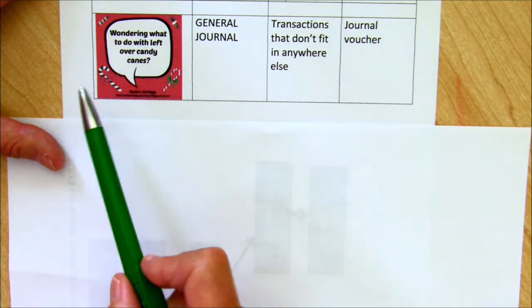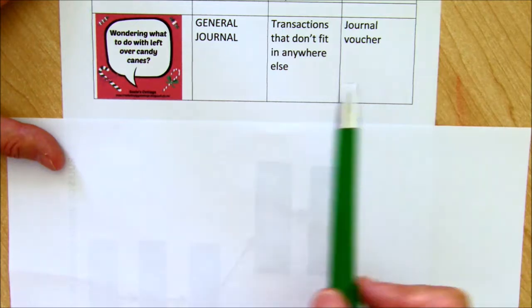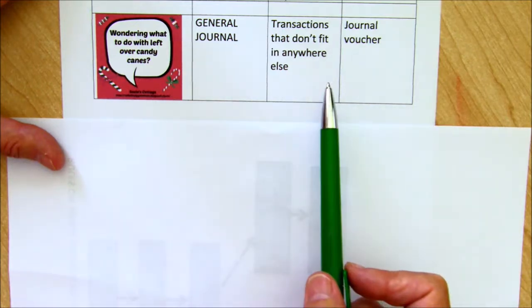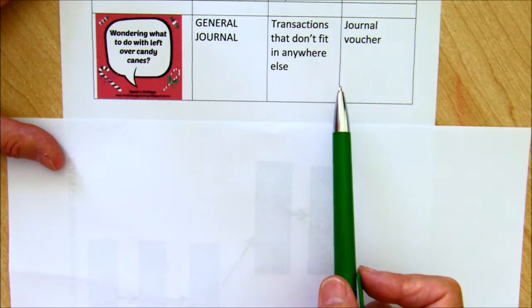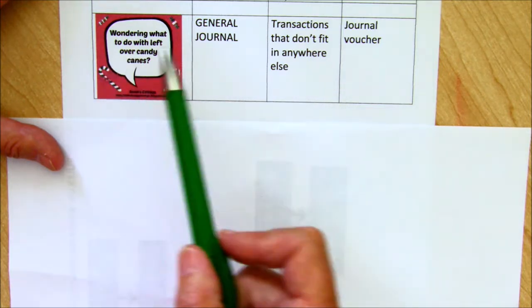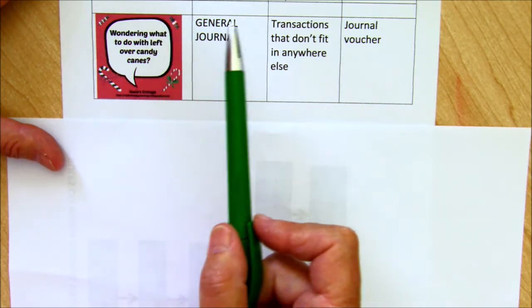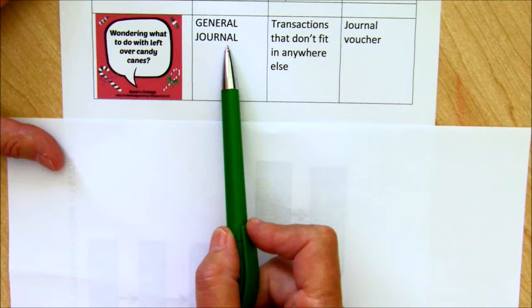For example, you might want to write off a bad debt. We don't have a bad debts journal. You might want to charge somebody interest. We don't have an interest journal. If there's things that cannot fit into any of the others, and that's very important, it cannot fit into anything else, then we go to the general journal.